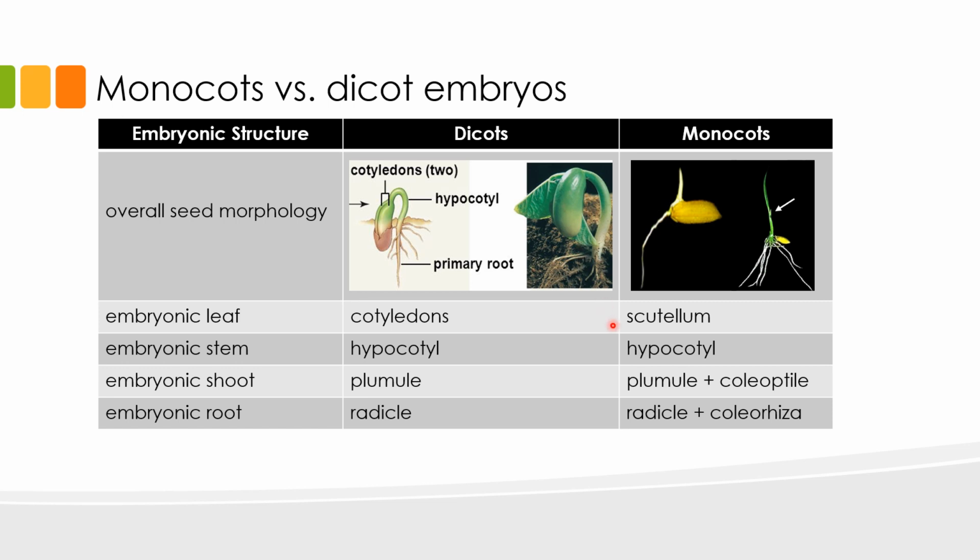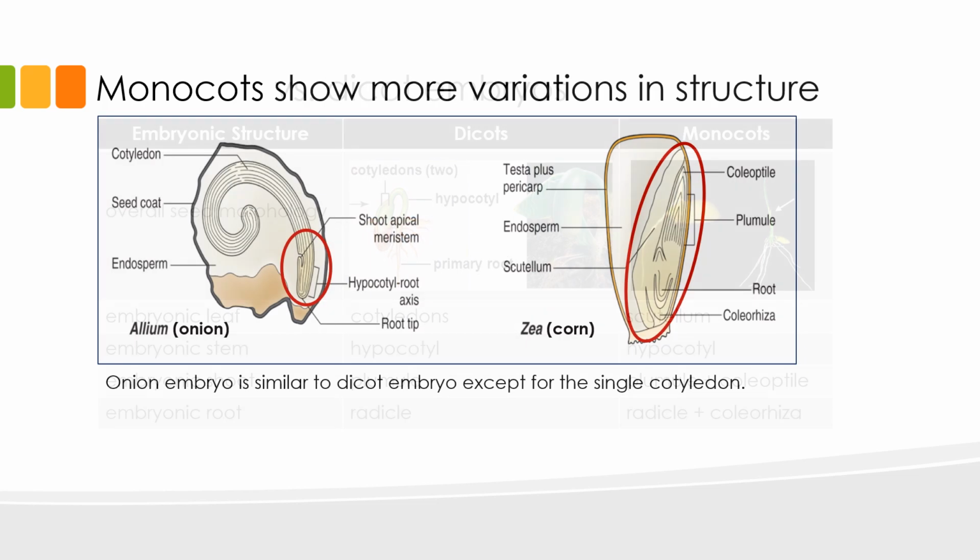In both dicots and monocot seeds, embryos have an embryonic stem referred to as the hypocotyl. They also have the embryonic shoot, known as the plumule, and the embryonic root, known as the radicle. The main difference between a dicot and a monocot embryo is the presence of additional structures in monocots, like the calyptile and the coleorhiza. It should be noted, however, that not all monocots are going to have all these additional parts. In general, monocots have more variations in embryonic structure compared to dicots.